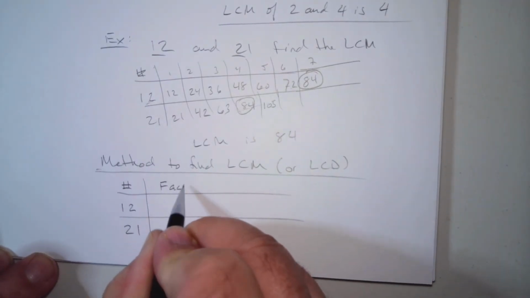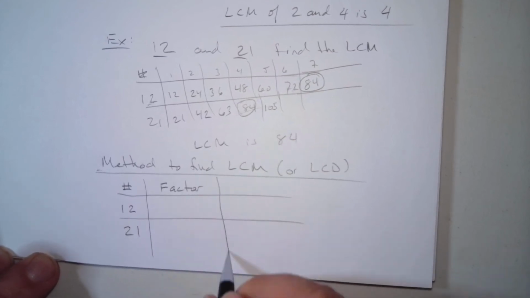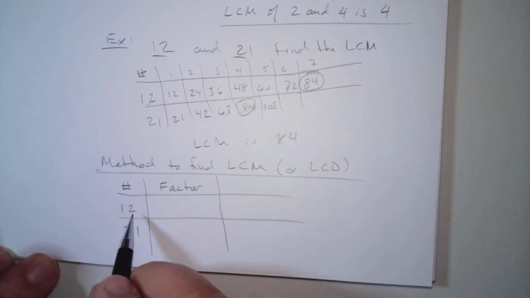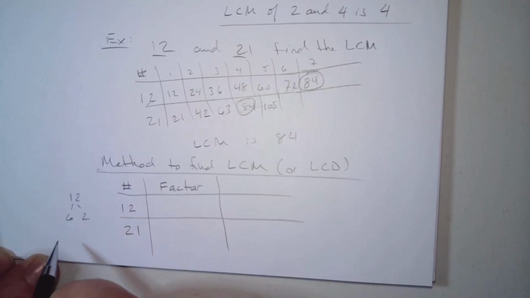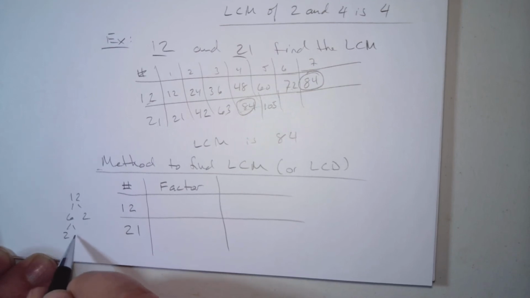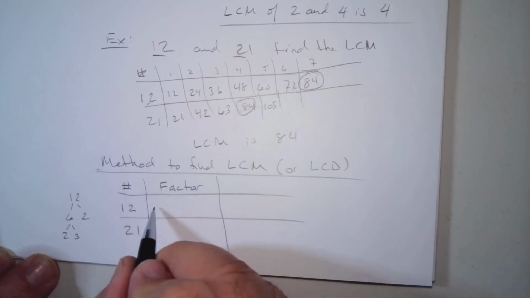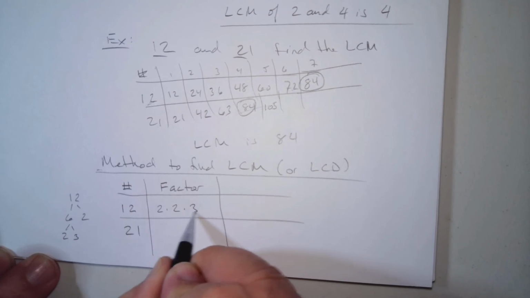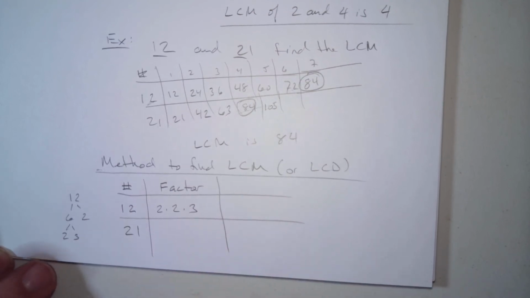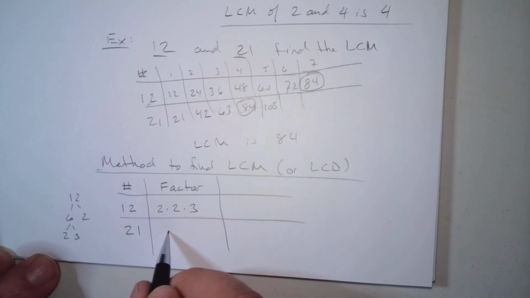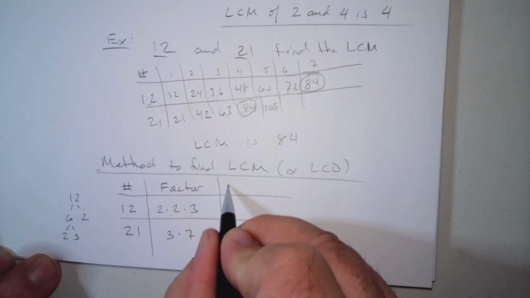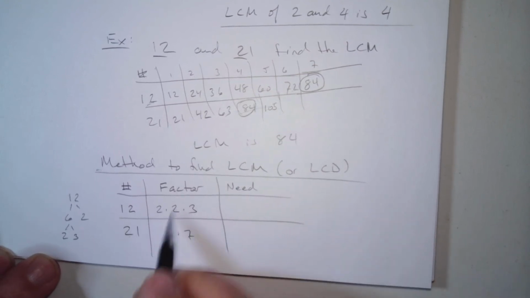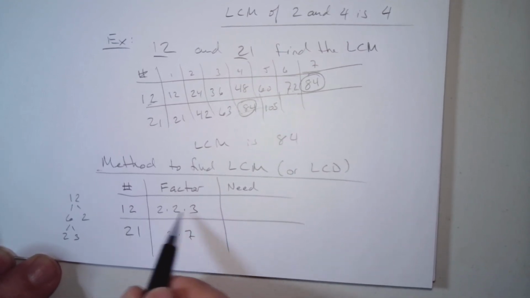First, let's factor them. Let's break them down to its smallest pieces. 12 is made up of 6 times 2, which is also, 6 is made up of 2 times 3. So it's 2 times 2 times 3. 21 is made up of 3 times 7. So that's what they break down into. 2 times 2 times 3 is 12, 3 times 7 is 21.